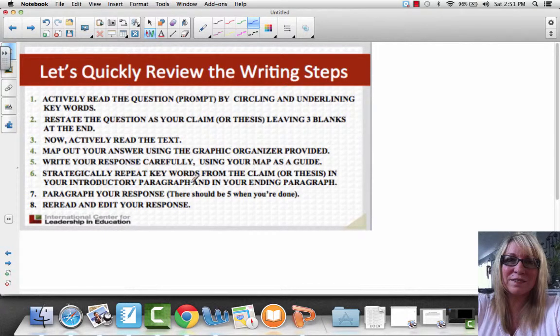Strategically repeat key words from the claim or thesis in your introductory paragraph and in your ending paragraph. This way you bring things full circle. Paragraph your response. There should be at least 5 when you're done. An introductory, 1 for each piece of evidence, and a concluding paragraph. Reread and edit your response.